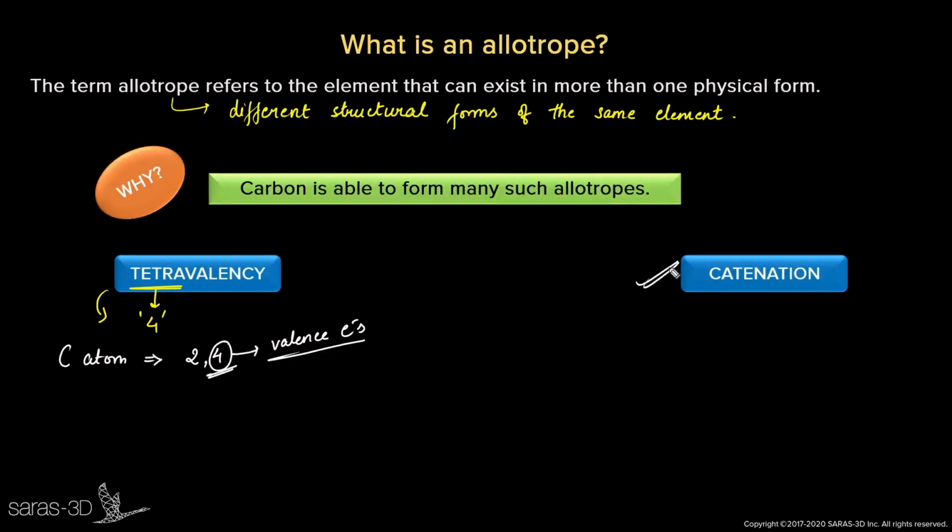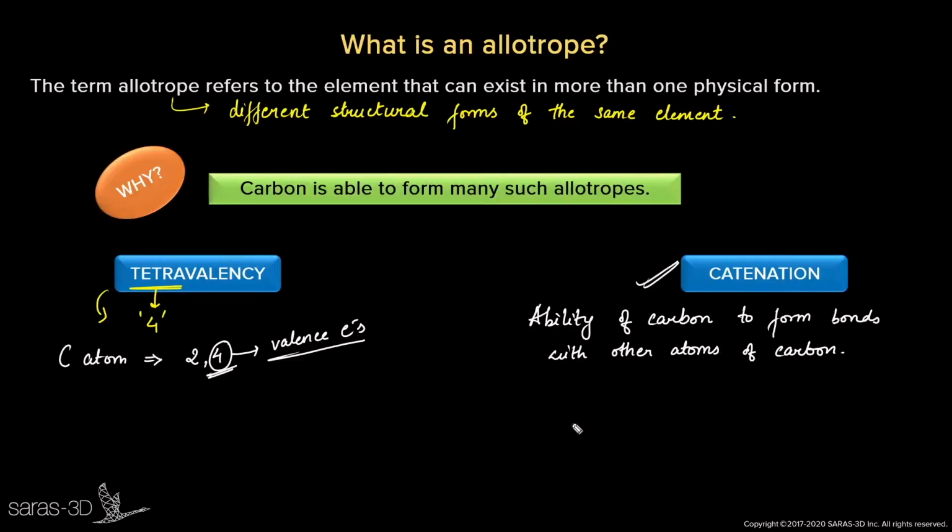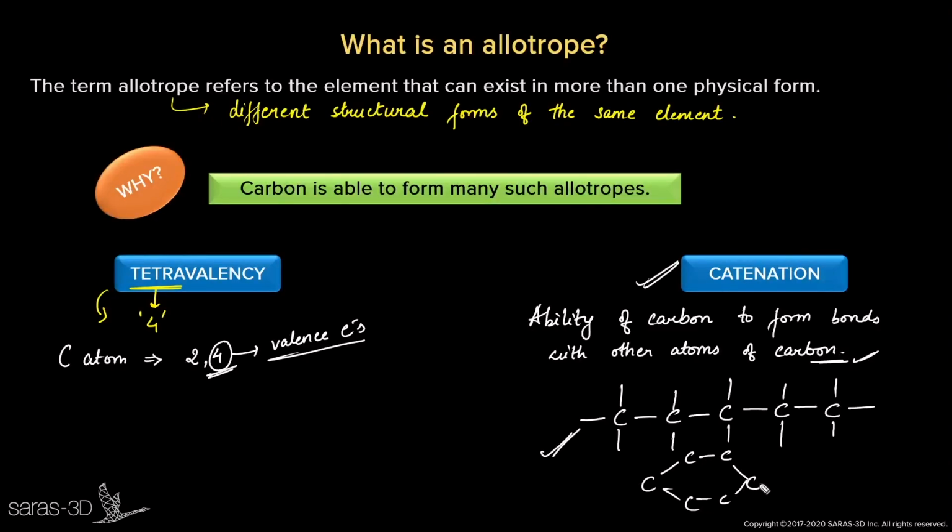On the other hand, we have catenation as a unique property exhibited by carbon. And what do we mean by catenation? Catenation is the ability of carbon to form bonds with other atoms of carbon, thereby giving large molecules. So basically, catenation is the self-linking of atoms of an element through covalent bonds to give rise to chains or rings as well.